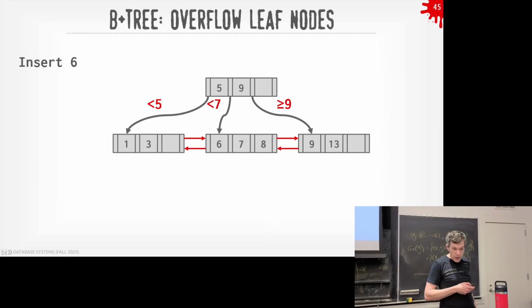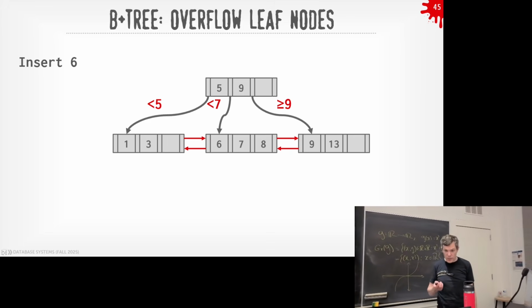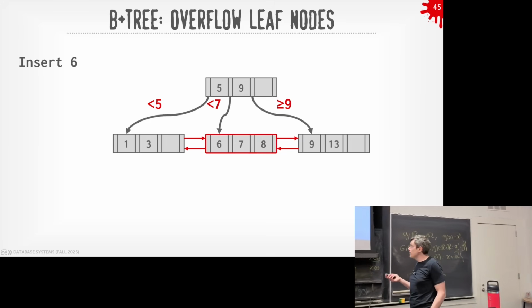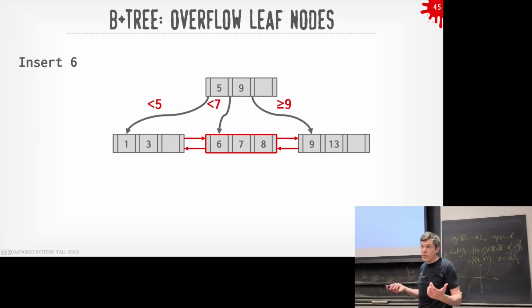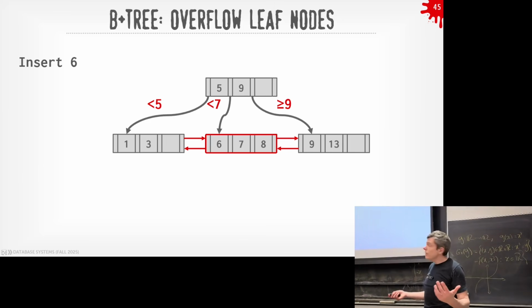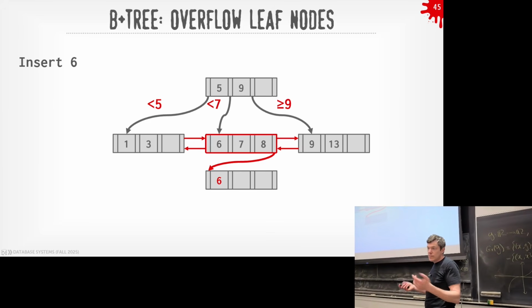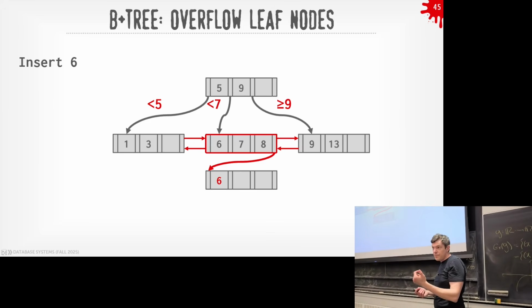If I want to do an overflow node, I already have key 6 in my data structure. Now I want to insert 6 again. So I traverse down and end at this leaf node here, and see that it's already full. So I'm going to add another page to it and just maintain a linked list going in the vertical direction, going down.